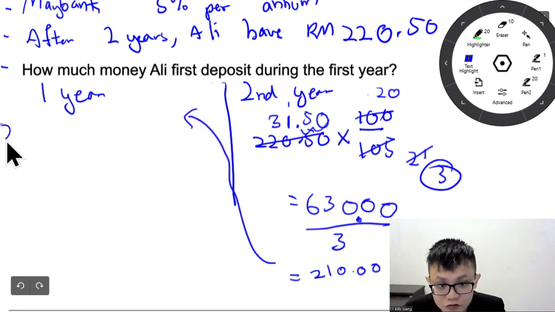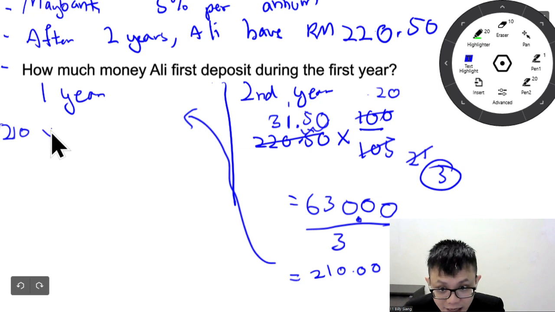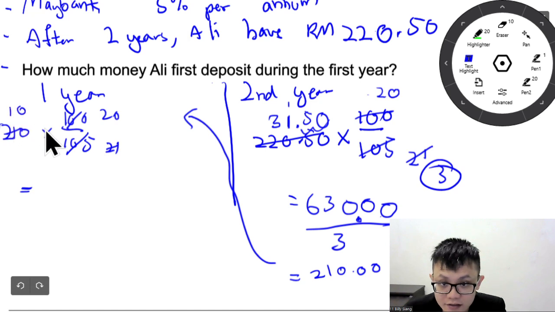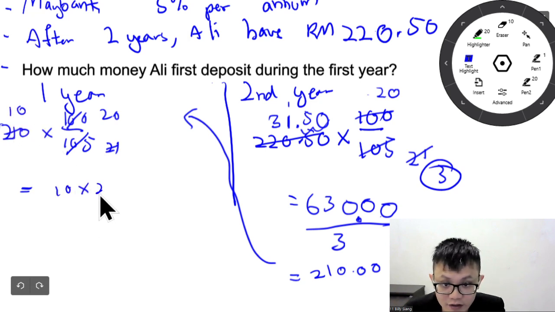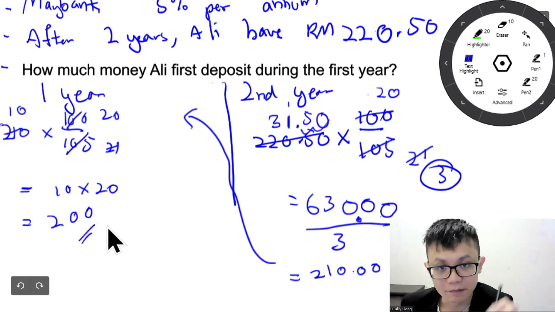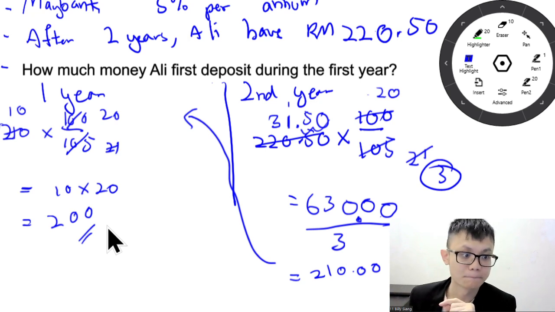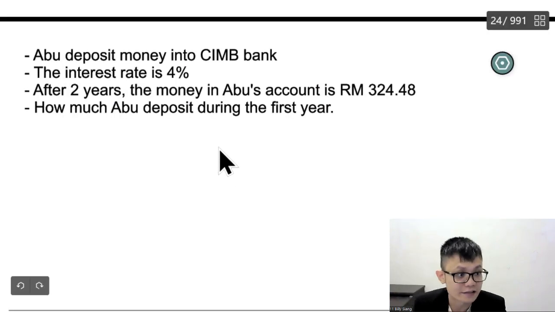Straight away, just use 210 times 100 over 105 again. So I cut and get 20. Here I get 21, and I divide 21 with this one to get 10. 10 times 20, I will get 200. So 200 is the first amount that Ali deposited. Can or not?